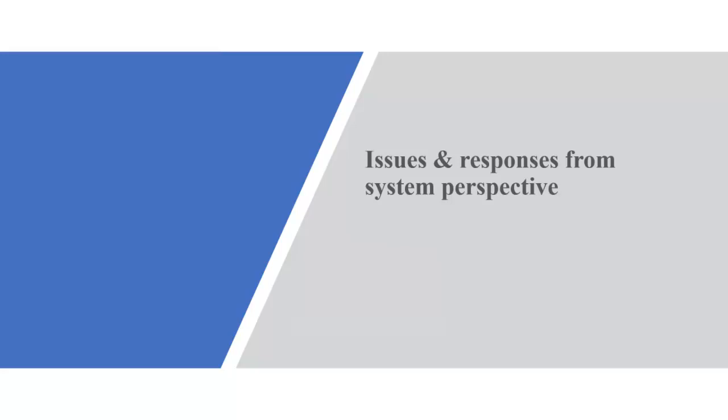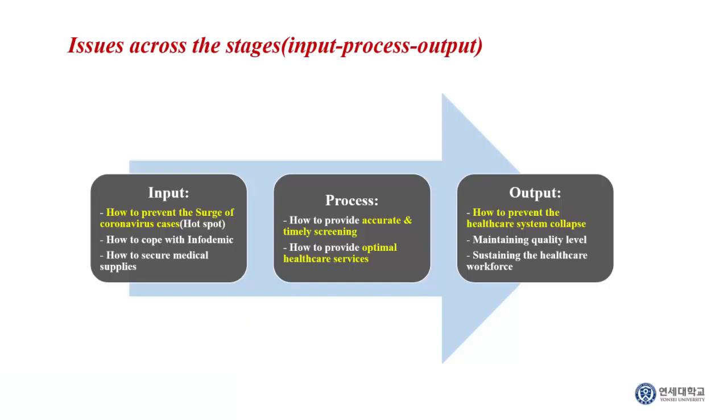Now I want to explain the issues and responses from a system perspective. I want to explain the issues across input, process, and output stages. In the input stage, the prime issue is to prevent the surge of COVID cases. In the process stage, the prime issue is to provide accurate and timely screening. Once screened, the next issue is to provide optimal healthcare services. In the output stage, the prime issue is to prevent the healthcare system collapse.